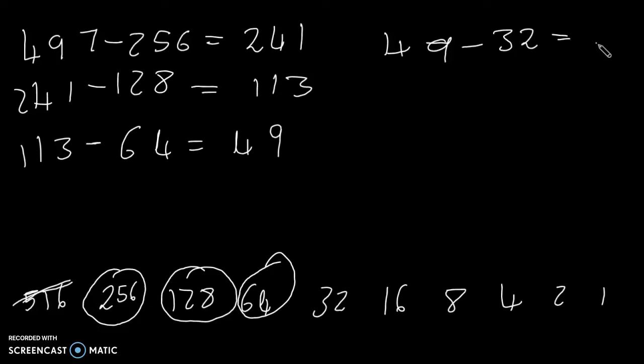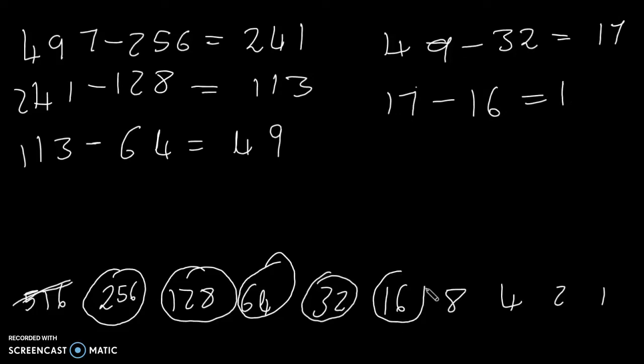49 minus 32, that will give us 17. Then we can just say we have used this one as well. 17 rather, it will be minus 16 equals to 1. We have used this one. And say 1 minus, cannot be 8, cannot be 4, cannot be 2, therefore it will be 1. 1 minus 1 equals 0.